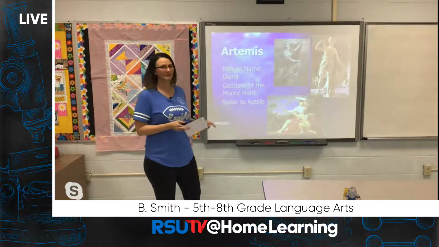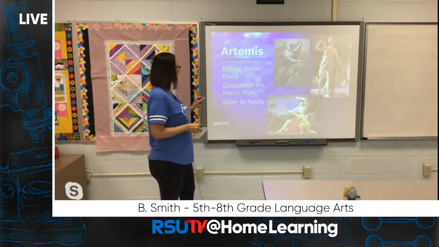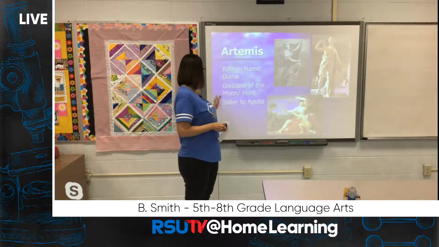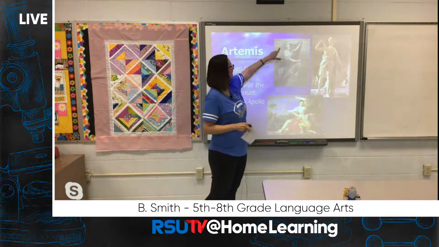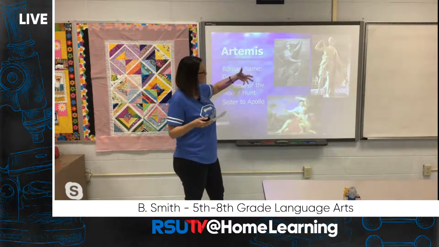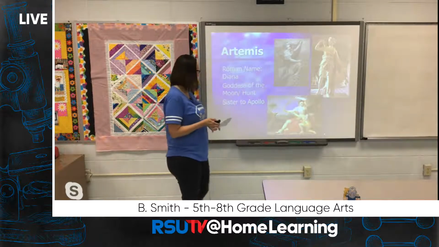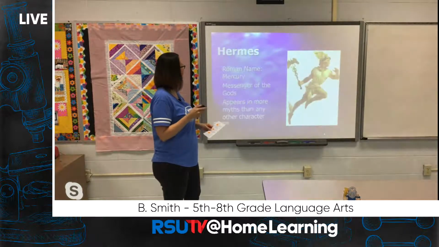So Artemis, girl, female. I always get this wrong. Artemis, her Roman name is Diana. And she is the goddess of the moon and hunt. So anytime you see her depicted, like in this picture here, she has a crescent moon on her head. And also one of her other symbols are the bow and arrows that she keeps. And she is the sister to Apollo.